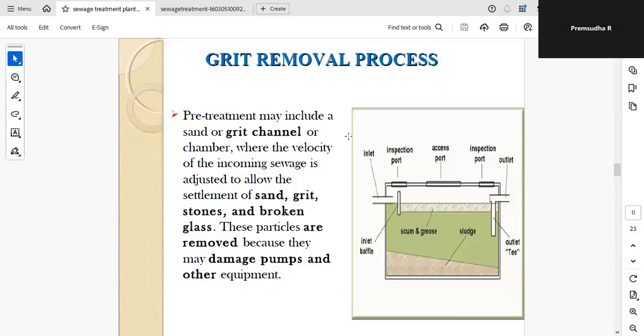Then grit removal. Here the new one is grit removal. The pre-treatment may include a sand or grit channel or chamber where the velocity of the incoming sewage is adjusted.